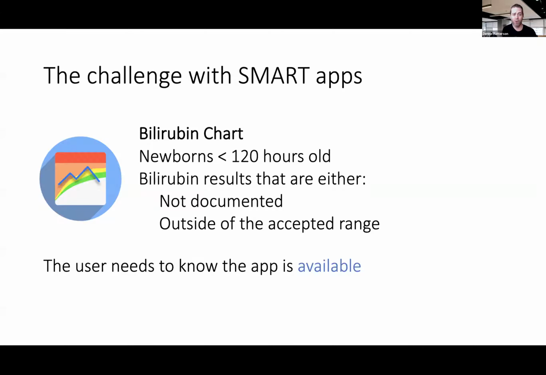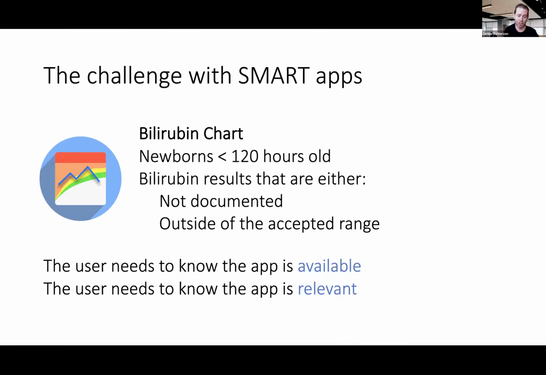Now, in order for the user to leverage the power of this smart app, first they need to know that the app is available. So they need to know that their healthcare institution has purchased the app and has configured the app. Next, they need to know that the app is relevant. So take these sample criteria. They need to remember in their heads that this is applicable for these set of criteria.